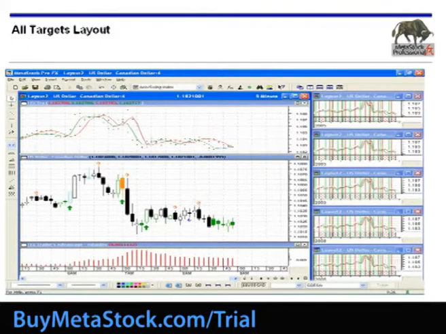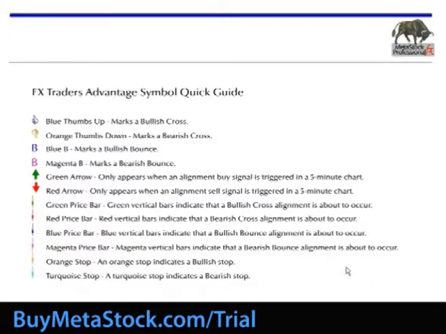We also have what we call the All Targets layout. Later on, we'll be discussing the All Targets layout. And you may have noticed that in the previous charts that I was showing you, all of these charts are based off of 5-minute data, as you see this one is as well. The All Targets layout will actually give you a 10-minute chart, 15, 30, 45, and 60 coming down this right side. And we'll talk more about how you would trade in these other time frames using the All Targets layout a bit later in the presentation.